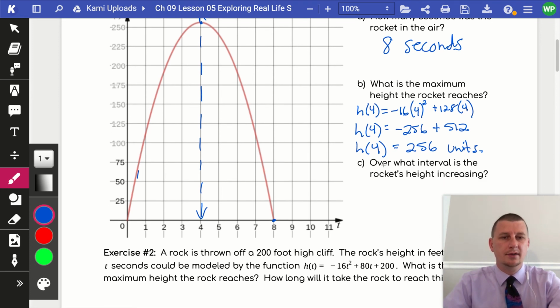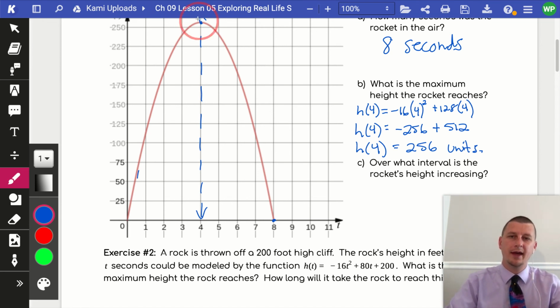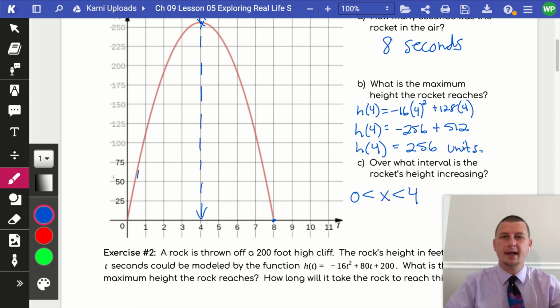And over what interval is the rocket's height increasing? So again, it's launched here and the rocket's going up, up, up until that vertex point. So we're looking at the domain interval, the x values over what interval is it increasing? So it's increasing from 0 is less than x is less than 4 seconds. So from 0 to 4 seconds, that rocket is going up.